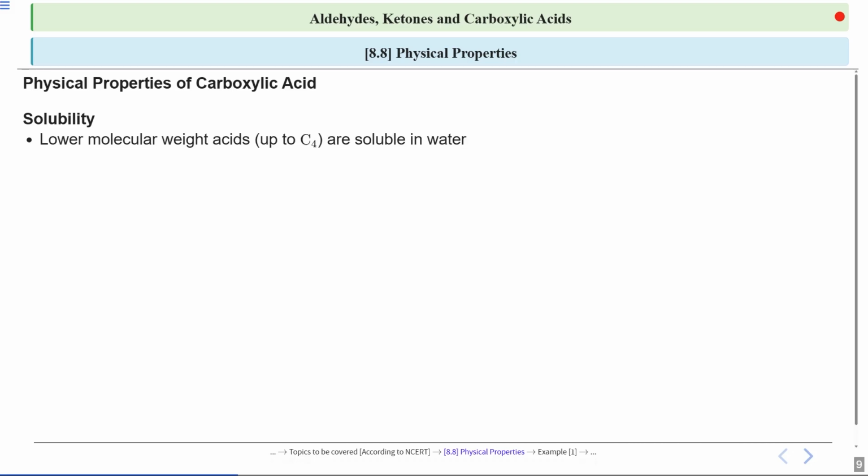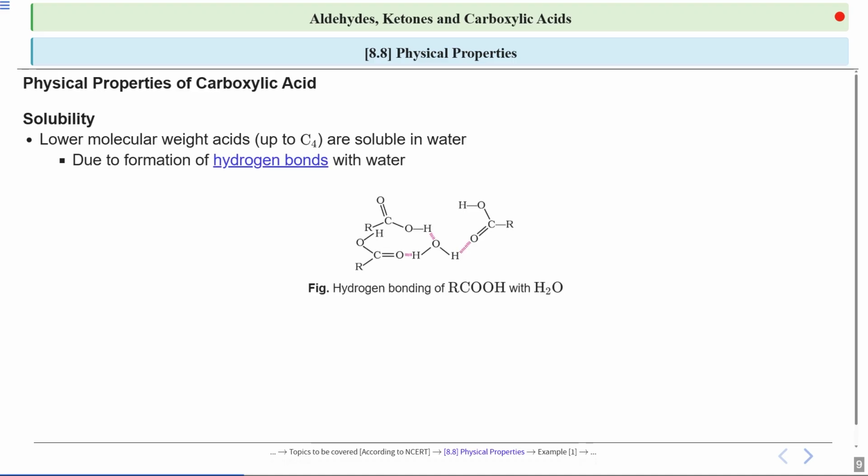Lower molecular weight carboxylic acids, those with up to 4 carbon atoms, are soluble in water because they can form hydrogen bonds with water molecules, which helps them dissolve. This hydrogen bonding is a strong type of dipole-dipole attraction. Because they are able to form hydrogen bonds with water, they are soluble. The ability to form hydrogen bonds is what makes these smaller carboxylic acids soluble.